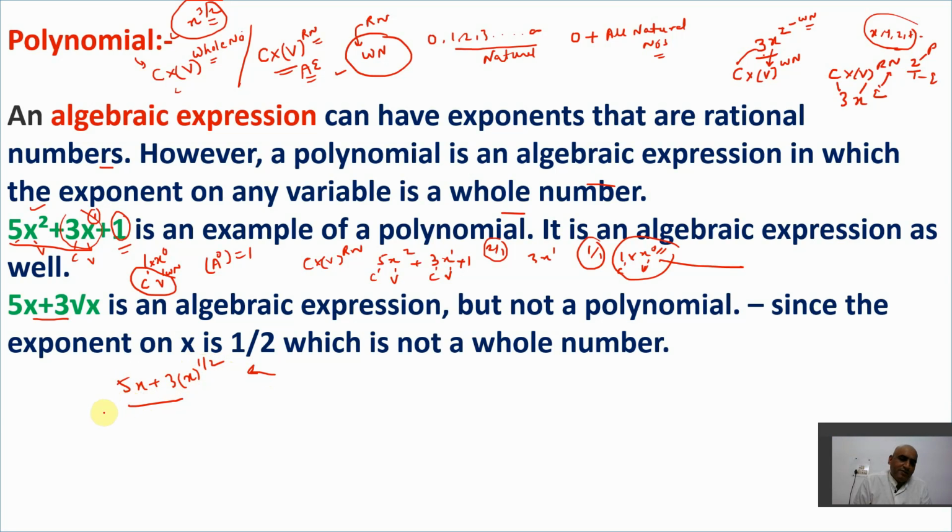First of all, check why it is an algebraic expression, because it follows the basic idea of an algebraic expression. What is the basic idea? The basic idea is a constant multiplied by a variable to the power of a rational number. So does 5x follow this? Yes. 5 is a constant, x is a variable, and the power is 1, which is a rational number. Then 3x to the power 1 by 2, does it follow? Yes, 3 is a constant, x is a variable to the power of a rational number. 1 by 2 is a rational number. So it is an algebraic expression.